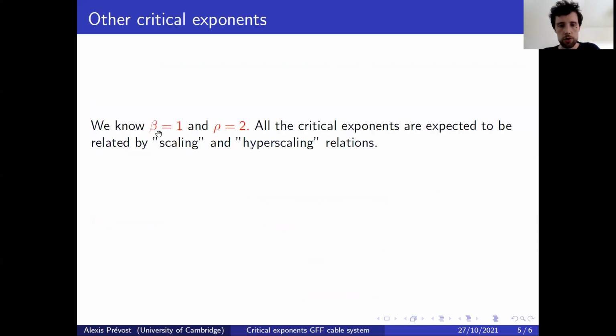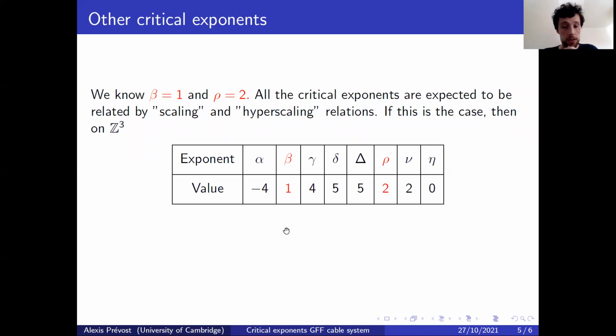So now we see that we have two critical exponents, beta and rho. And actually, we expect that all the critical exponents are related by scaling and hyperscaling relations in physics. So these are relations that relate all the different critical exponents that describe in various ways the size of the cluster at criticality and near criticality. And if we believe that these relations hold, then these two exponents are enough to deduce all the other usual critical exponents. That is, for instance, on Z^3, we have the following table.